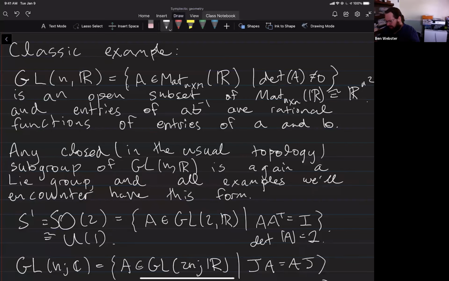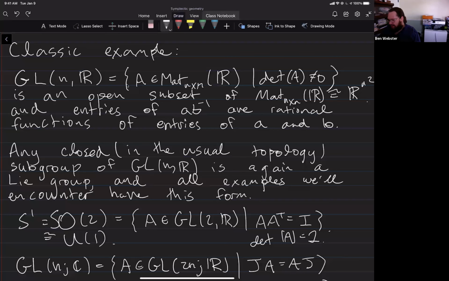And this multiplication map, A times B inverse, well, there's a formula for the entries of B inverse in terms of the entries of B, which are rational functions. This is the cofactor expansion. And there's a formula for the product entries, and everything is a rational function in the entries of A and B. It's a rational function where the denominator doesn't vanish because it only involves dividing by the determinant. So it's a well-defined rational function, so it's smooth.